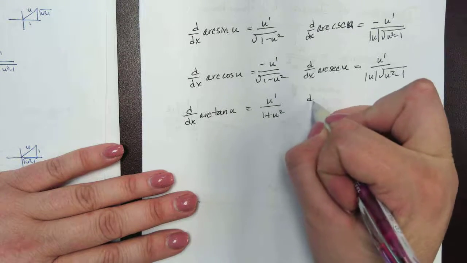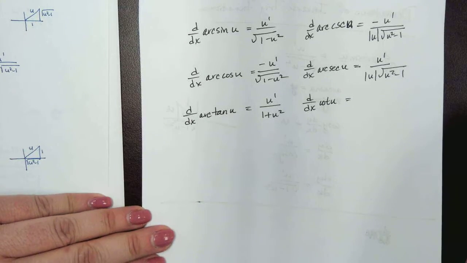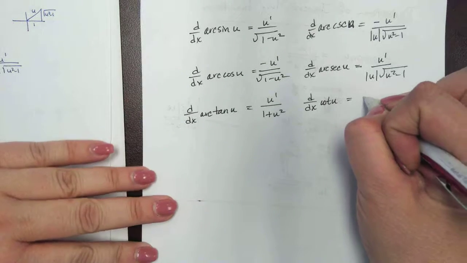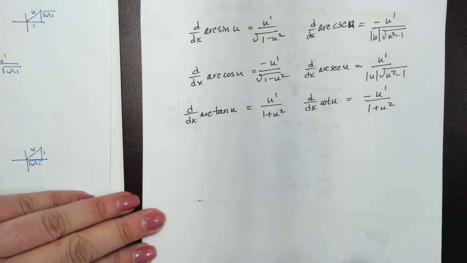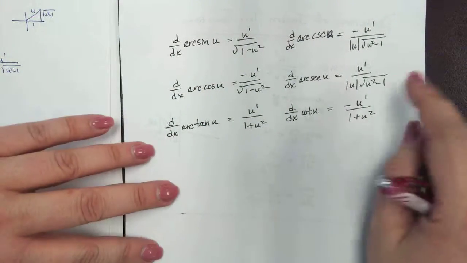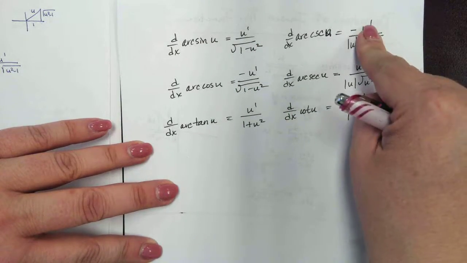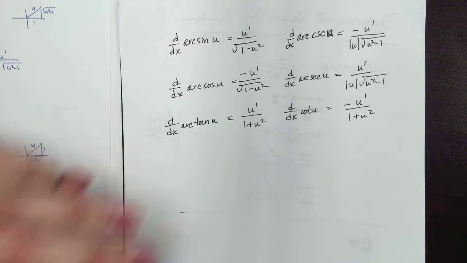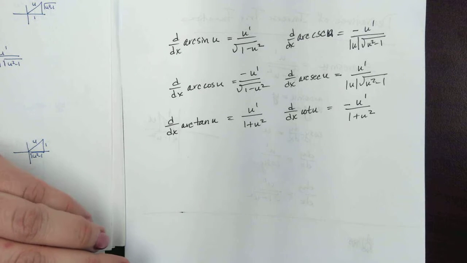d/dx of cotangent u is also negative, because remember, all the derivatives of trig functions, if the trig function begins with a c, the derivative is negative. So this is negative u prime all over 1 plus u squared. There is some nice stuff in here if we lay them out like this. These are the same, cosine is negative. These are the same, cosecant's negative. These are the same, cotangent's negative. So if you can memorize 3 of them, you're good to go, as long as you remember that the c's are the ones that are negative. Does that make sense?